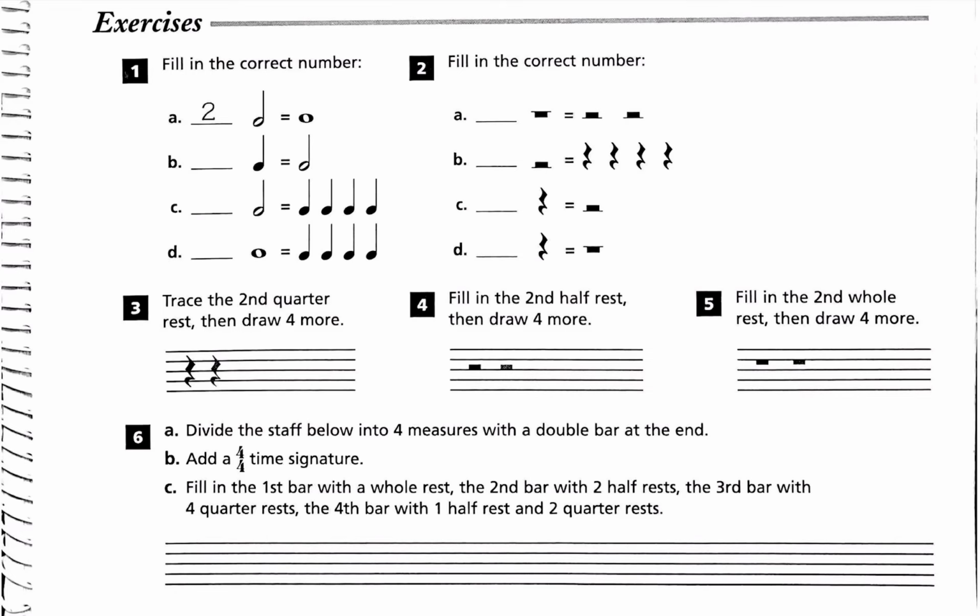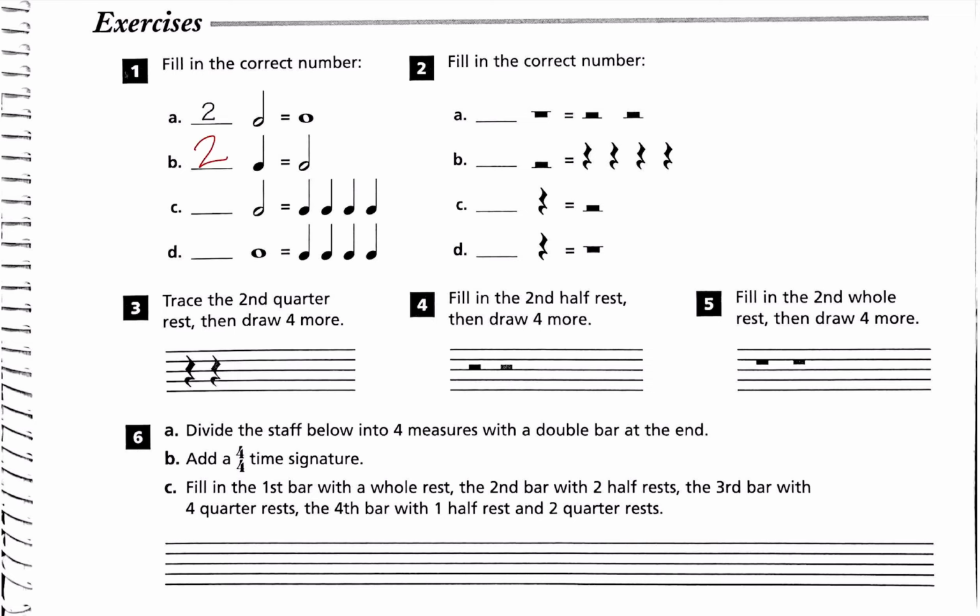This is the corrections video for Alfred's Essentials of Music Theory, Lesson 9. We are starting up at the top with a little rhythm algebra. It is asking us how many quarter notes are the same as one half note. So how many quarter notes are the same as a half note?